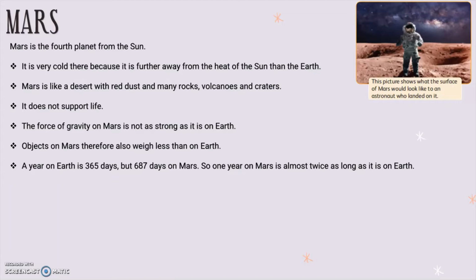A year on Earth is 365 days, but 687 days on Mars. So, 1 year on Mars is always twice as long as it is on Earth.